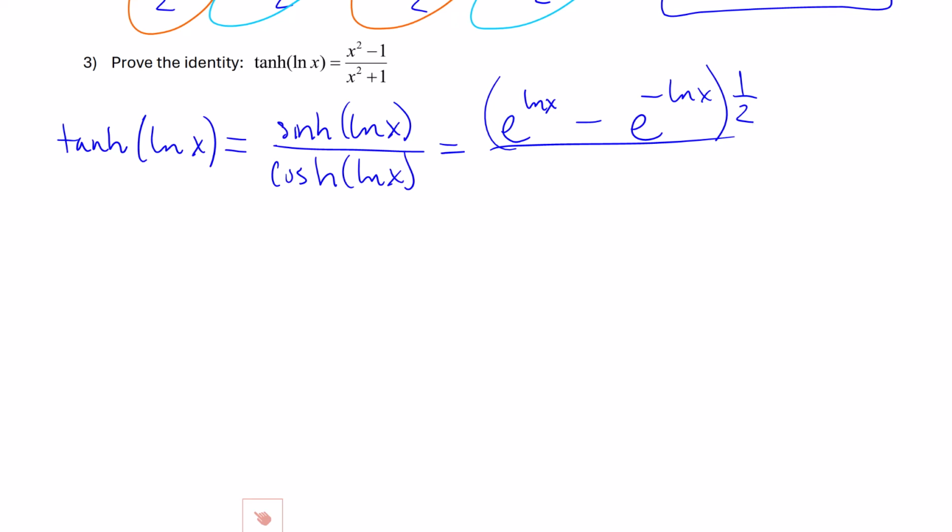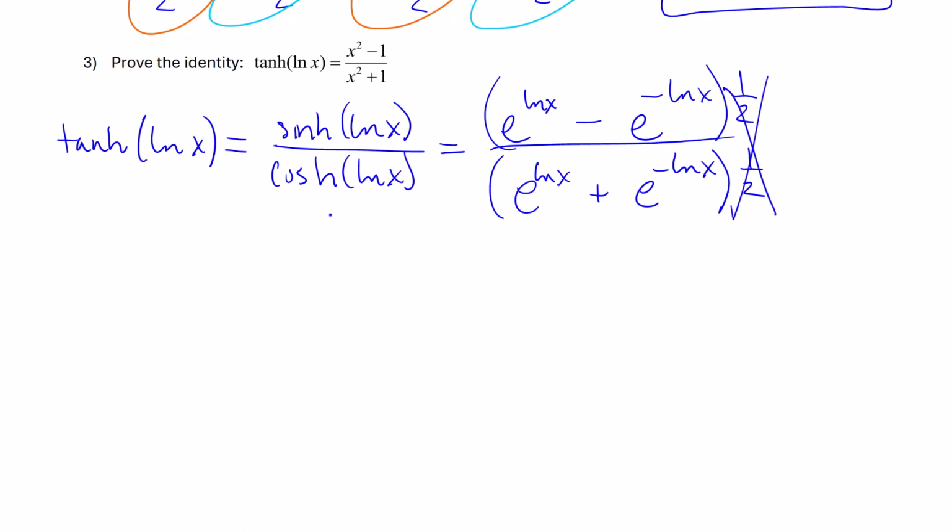Below it, we have cosh of natural log of x. Well, again, using that definition, we would have e to the natural log of x plus e to the negative natural log of x, and of course it's all over 2. We should put that over 1/2, but now notice that those 1/2 will just cancel, so they become irrelevant pretty quickly, but they still should be recalled and used as part of the definition.